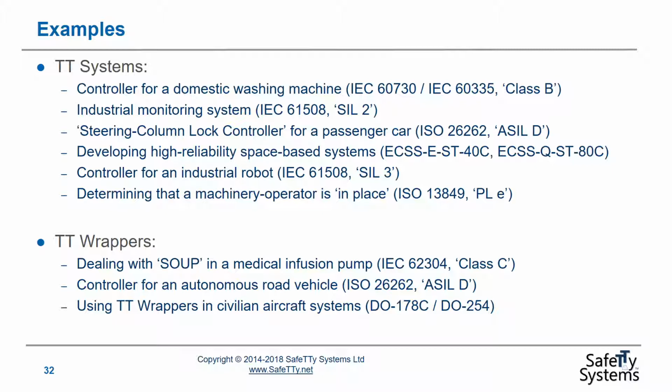We're also going to look at TT wrappers. First example we'll look at is for dealing with what's called SOUP, software of unknown provenance, in a medical application. We'll look at the development of a controller for an autonomous road vehicle, a self-driving car, using a TT wrapper, and we'll look at the use of TT wrappers in civilian aircraft systems.